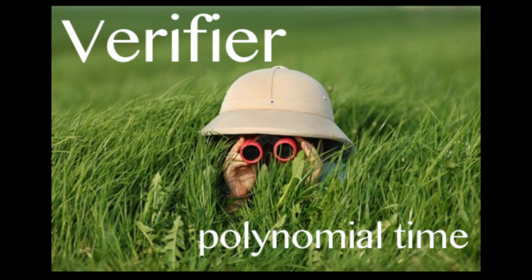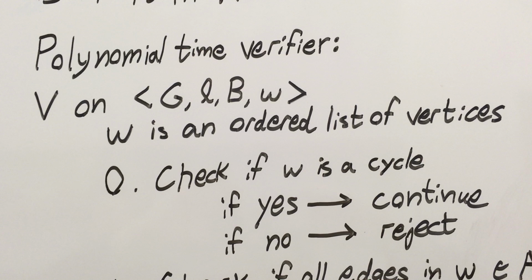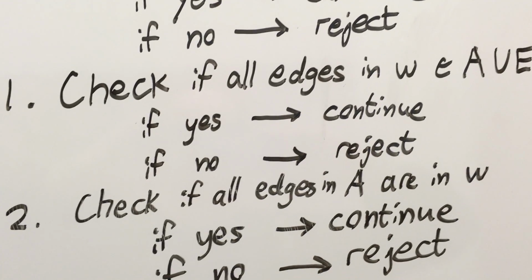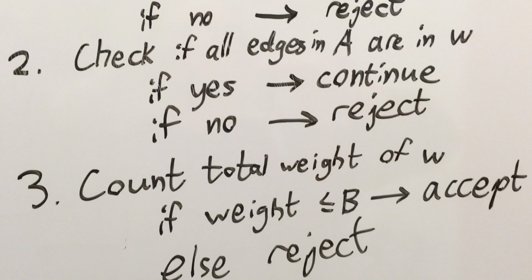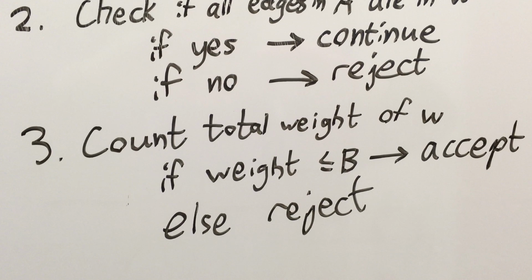We define the verifier V on GLBW. W is an ordered list of the vertices in G. First, we check if W is a cycle. If it's not, we reject. Then we check that all edges in the witness are also in A union E. If it's not, we reject the witness. The second step is that we check that all edges in A are also included in W. If not, we reject. Finally, we count the weight of W. We want to make sure that the weight is less than or equal to B, our upper bound. If it is less than or equal to B, we accept.